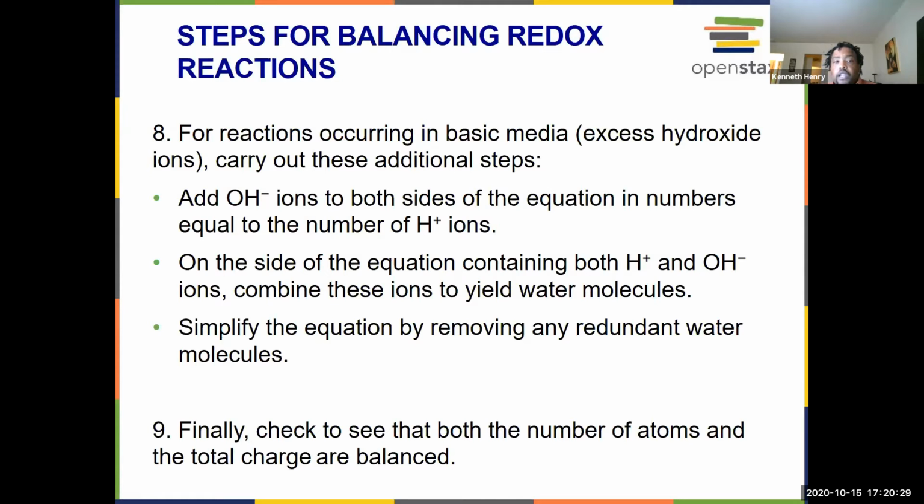Okay, and then on the side where you have H and H plus, you're going to make that water. So that's going to be a water molecule. Okay, and then to simplify the equation, you're just going to remove all redundant water molecules, anything that's doubled. And then the last part, you'll just see if everything's balanced at the end.